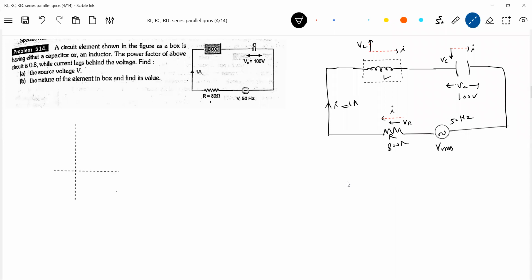This is VR, this is VL, this is VC. And it's telling current lags the voltage. So therefore the VRMS must come here. And there's also I. So the effective triangle.